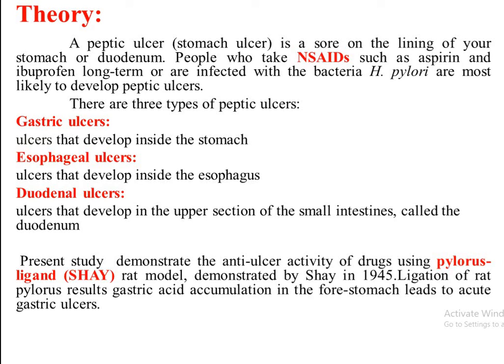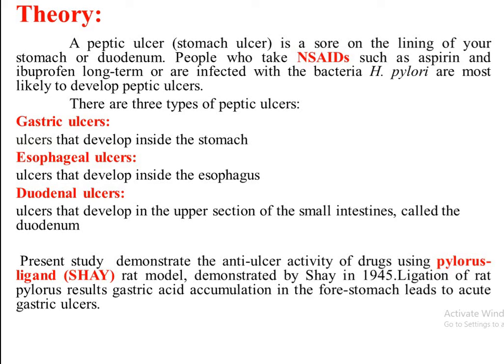As we know, peptic ulcer is one of the most prevalent gastrointestinal disorders, and the aim of the present study is to demonstrate the anti-ulcer activity of drugs using the Pylorus ligand or SHAY rat model. Why do we call it the SHAY rat model? Because a scientist named SHAY first worked on this Pylorus ligand model. That's why, due to the name of that scientist, we sometimes call this the SHAY model. This was first demonstrated by SHAY in 1945.